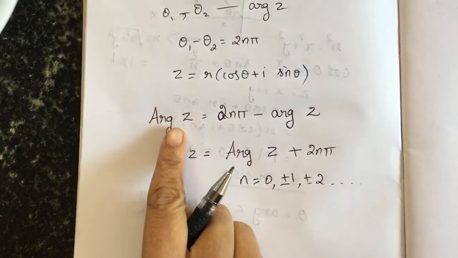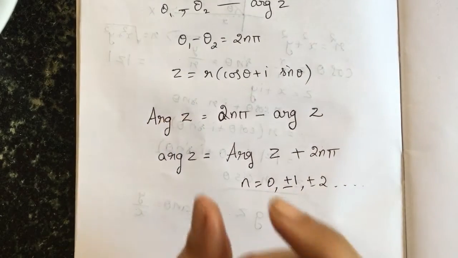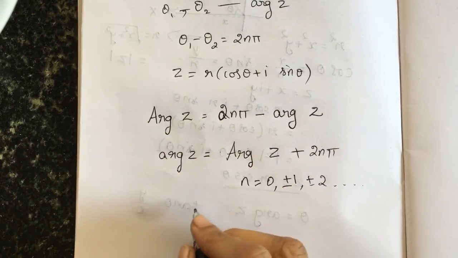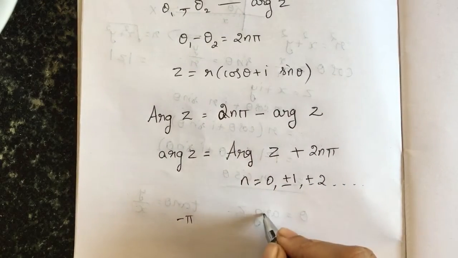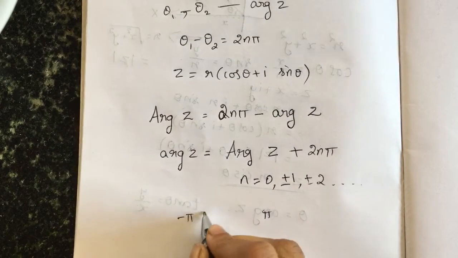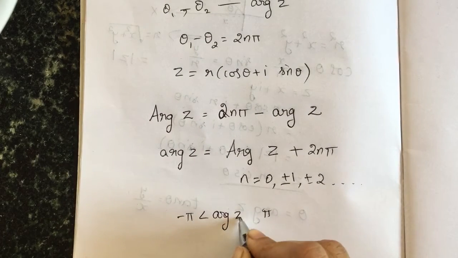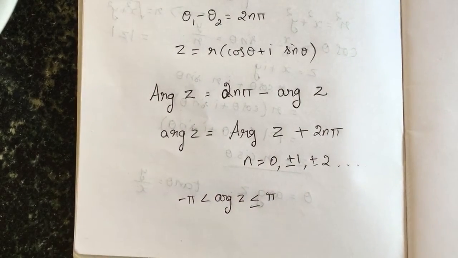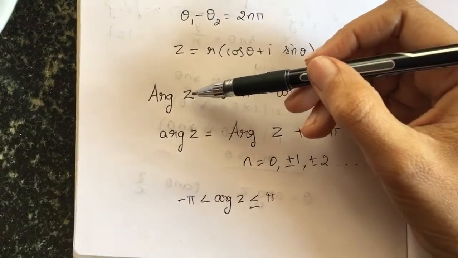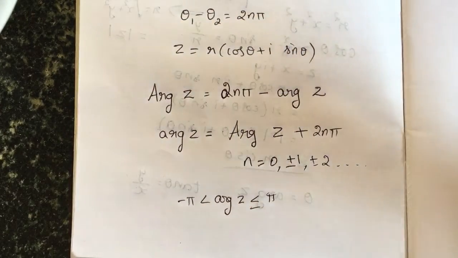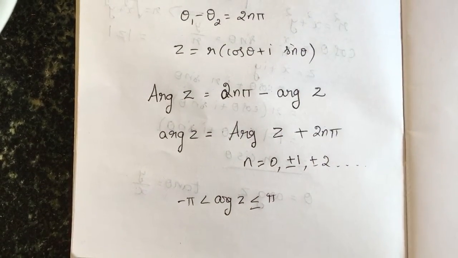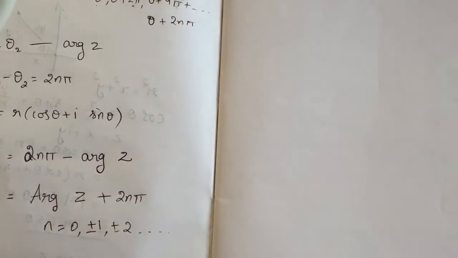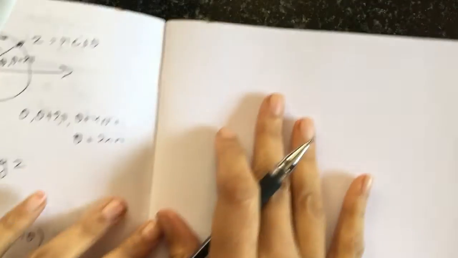The principal value of the argument of z is the unique value of the argument of z that lies in the range minus pi to pi, and is denoted by Arg z. Now let us take a few problems, and I'll tell you how to find the angle theta, that is the argument of z. Let us take the first problem.